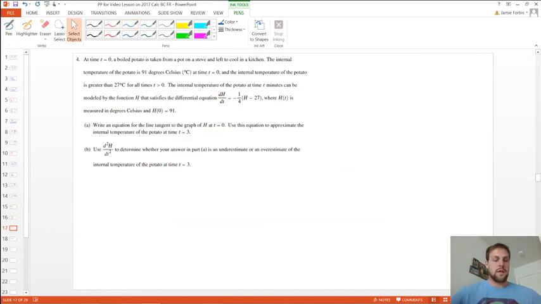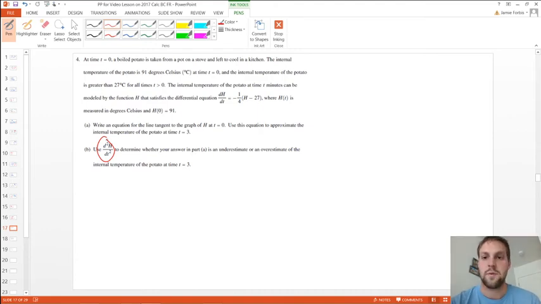Let's go on to B. B says, use the second derivative to determine whether your answer in part A is an underestimate or an overestimate of the internal temperature of the potato at time equals 3. All right, well, remember second derivative, we're going to use that to determine that. That's talking about concavity, so it has to do something with concavity.